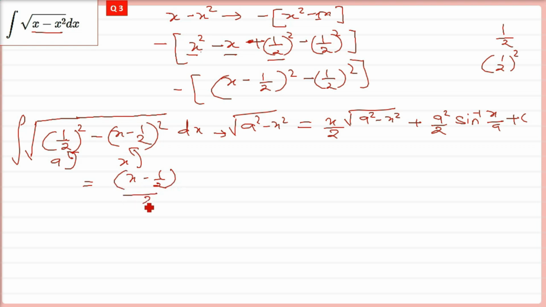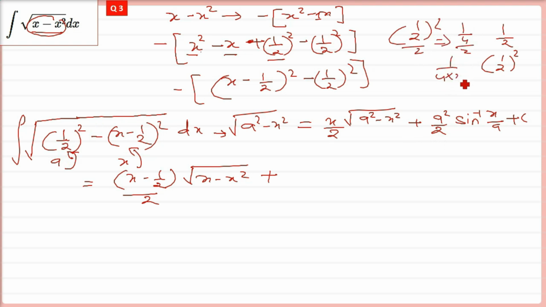So we have x minus half by 2 under root. Now this a square minus x square is essentially the same integral from where we started, so it is only x minus x square, plus a square by 2. What is a? Half whole square. Divided by 2, so it will be 1 by 4 and 2, so 4 into 2 is 1 by 8. Sine inverse x minus half divided by half. So x minus half divided by half, we cannot keep it like this. We will resolve it in just a bit. What is x minus half? It can be written as 2x minus 1 divided by 2.